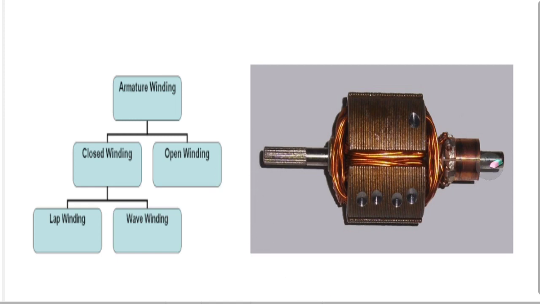Hello everyone. In this video, we discuss armature winding. Here you can see that in the armature winding, conductors are placed in the slots. Armature winding is of two types: closed winding and open winding. There are two types of closed winding, that is lap winding and wave winding. We will discuss lap winding and wave winding in detail in a further video.